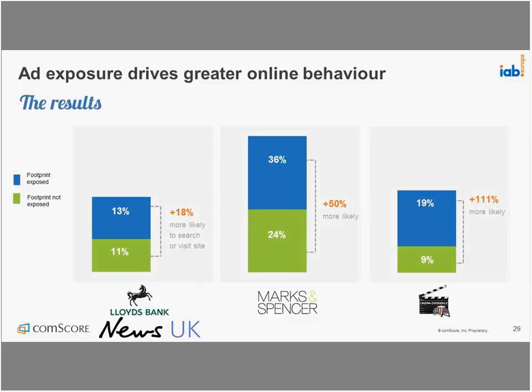Now, when it comes to online behaviour, the audience is exposed to film-related advertising on the Times. So this is the chart on the right-hand side of this page. People were 111% more likely to search for or visit a cinema website during the month that we were studying them. Those exposed to Marks and Spencer's ads were 50% more likely to search for M&S or visit the M&S website. And those exposed to Lloyds Bank adverts were 18% more likely versus a non-exposed group of people that we were studying.